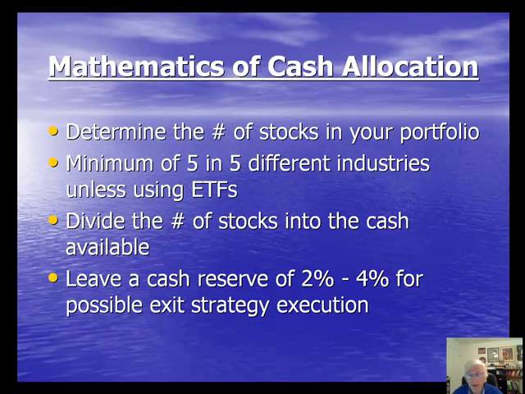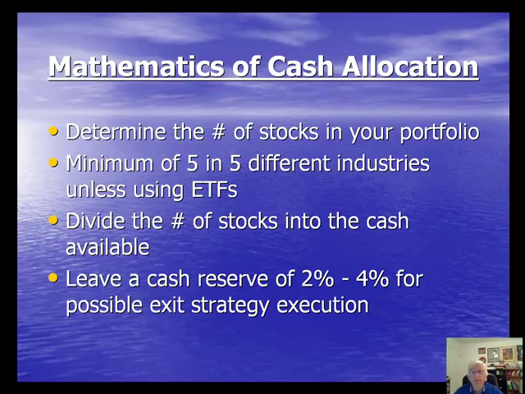Next, let's review the mathematics of cash allocation. We first must determine how many stocks we are going to have in our portfolio. For example, if you have a portfolio ranging from $25,000 to $50,000, you probably want to have a minimum of 5 stocks. And probably that would be a nice number. If you have closer to 100,000, you might want to increase that to 10 stocks. And for those of us that have a lot more than $100,000, then we may want to go higher, up to between 15 and 25 stocks, depending on what your comfort level is in terms of managing your portfolios. So it could be different for different investors.